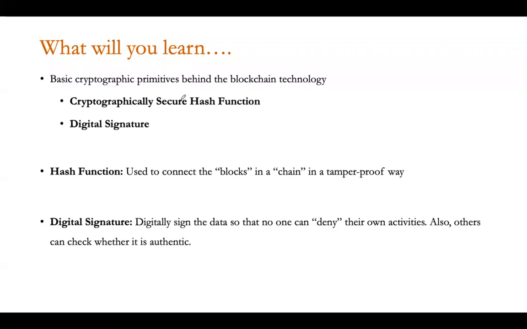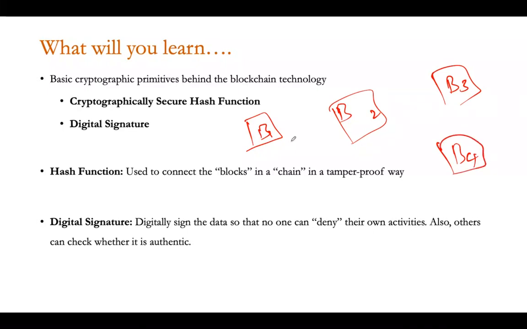So these hash functions are basically used to connect these blocks, as we said, block 1, block 2, block 3, or block 4 in this blockchain technology. As the information is updated, new blocks will be created and those new blocks will be distributed to everyone. So these hash functions are used to connect the blocks from block 1 to block 2, block 2 to block 3, block 3 to block 4, in the chain in a tamper-proof way.